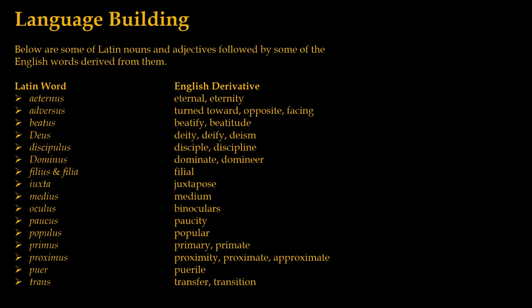Populus, our word popular, populate, etc., comes from that. Primus, primary, primate, means first. Proximus, proximity, proximate, approximate. Puer, boy. And you have the word in English puerile, as in, stop acting in such a puerile fashion, stop acting so much like a child. And then transfer, transition, etc.